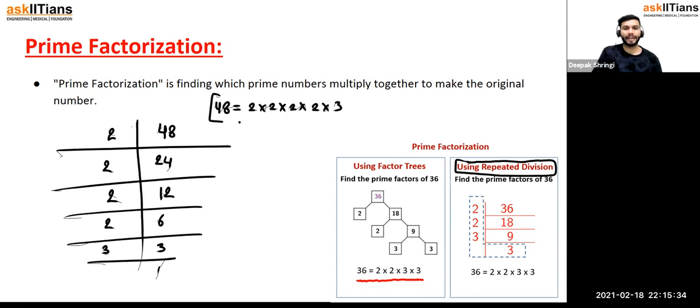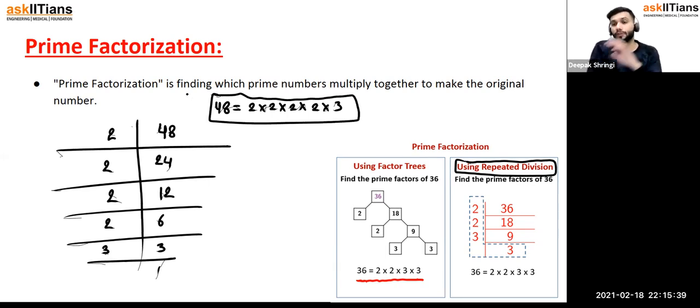So that is the prime factorization of 48, right? It is 2 into 2 into 2 into 2, four times 2, and then one time 3. That is the prime factorization of 48, and this is how we are going to do it for other numbers as well. Let's move forward then.